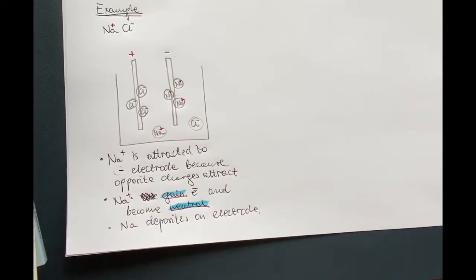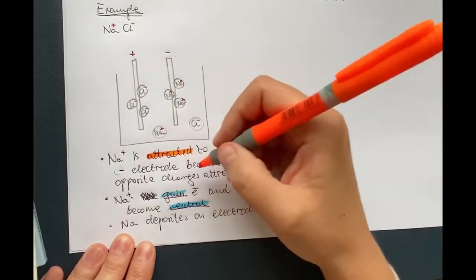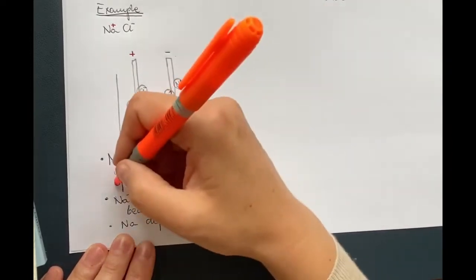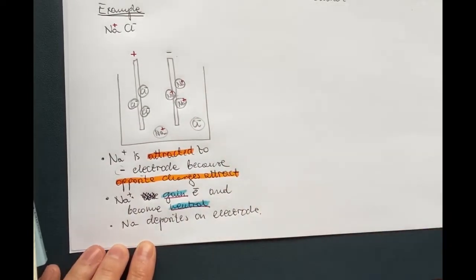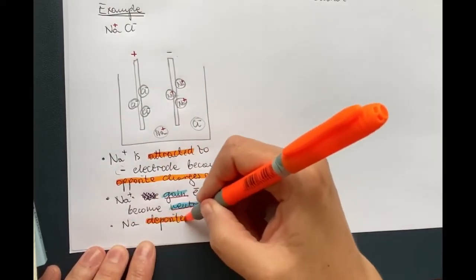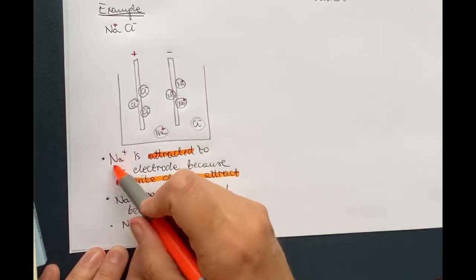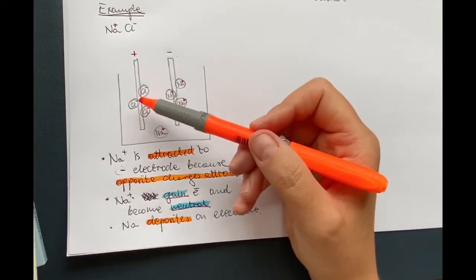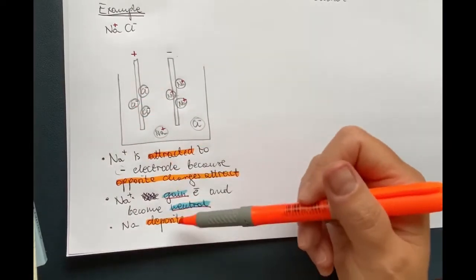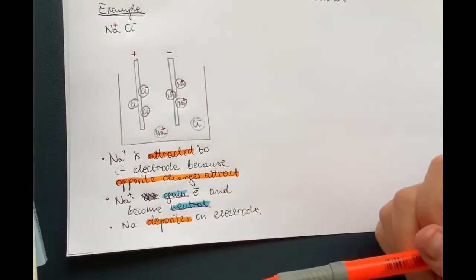Key points from here: sodium is attracted, that's a keyword, to the negative electrode because opposite charges attract. Very important. You get marks for it. And then sodium deposits on the electrode. Don't forget always to say that sodium is a positive ion. So how will that work for chloride ions? I'm not going to write this down, you can if you wanted to.